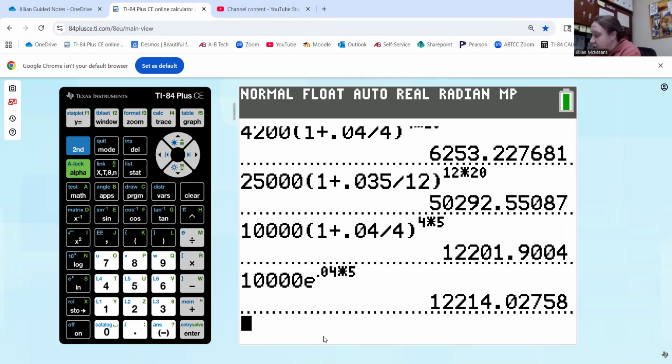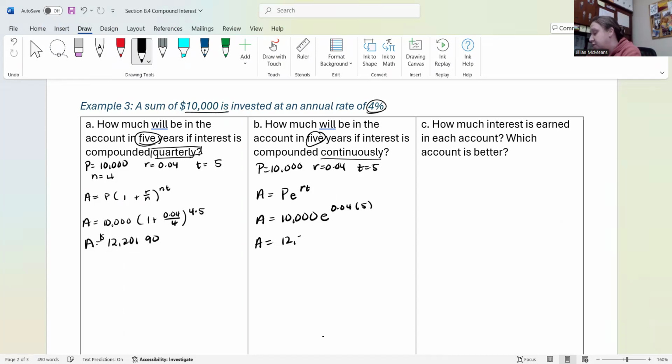Okay. So A equals $12,214.03. Okay. So if interest is compounded quarterly, we get $12,201.90. If interest is compounded continuously, we get $12,214.03. Now, part C says how much interest is earned in each account, which account is better.